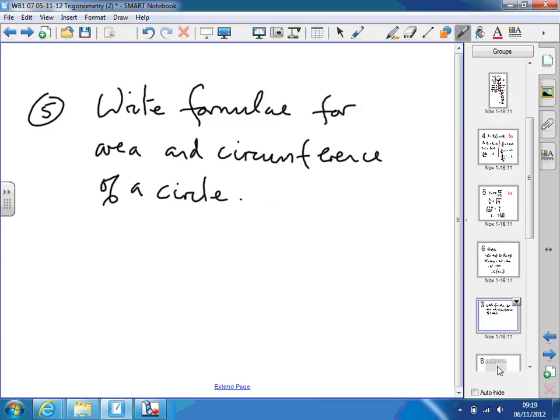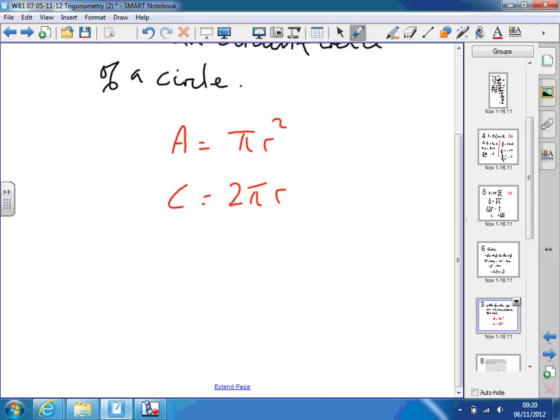Okay, last question for next week. Just a memory test. Write down the formulae for the area and the circumference of a circle. What's the formula for the area of a circle? Pi r squared. And the formula for the circumference of a circle. 2 pi r or pi d. Both of which are equal. So just remembering some basic formulas. And that will be the drill for next week.